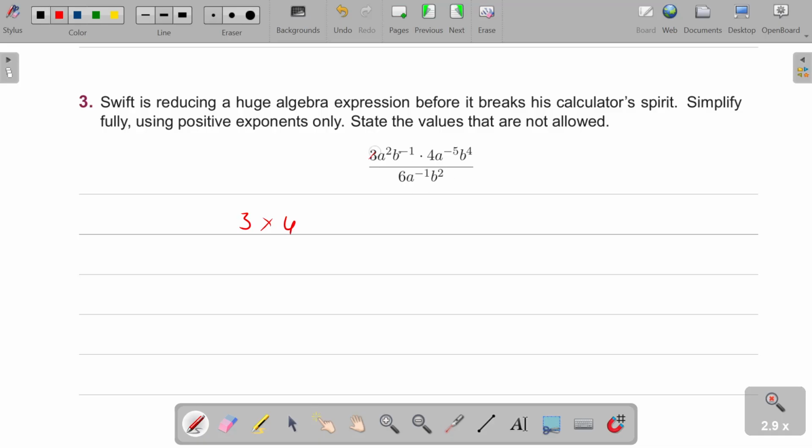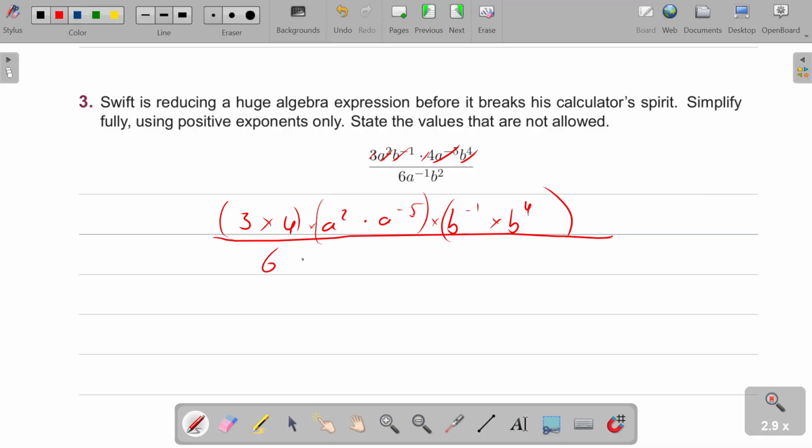Now I'm done with all the numbers. There was a 3, there was a 4. I've got a squared and a to the power of -5. So I'm going to have a squared multiplied by a to the power of -5, and then one more time that'll be b to the power of -1 multiplied by b to the power of 4. So we've got that. I'll group this together, and this together, and this together, and I'm putting that all over, and that'll be 6 multiplied by a to the power of -1 multiplied by b squared.